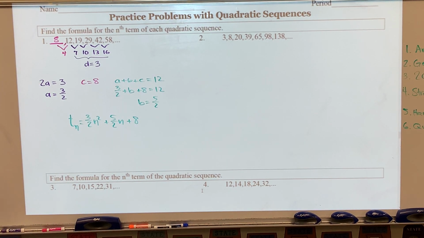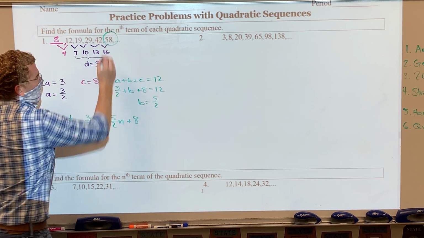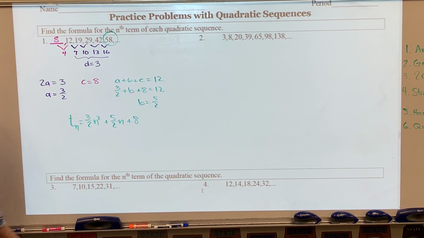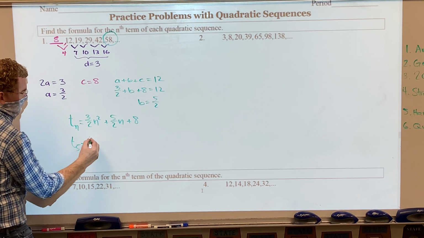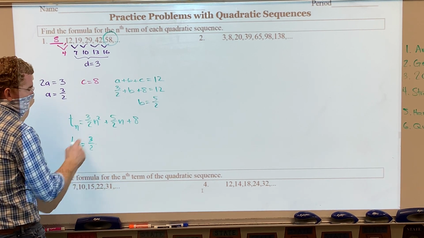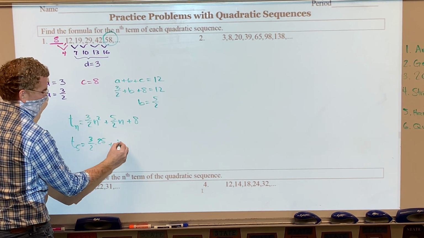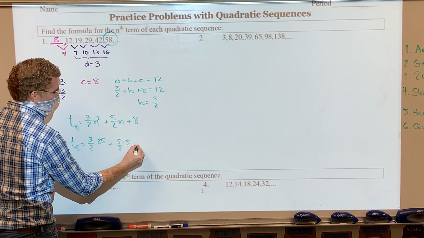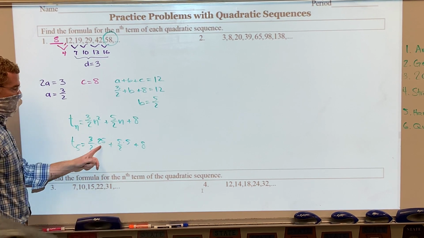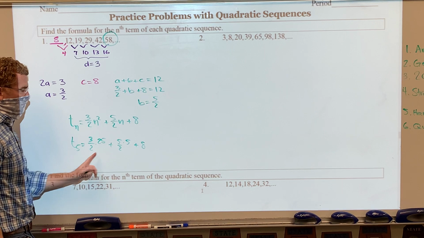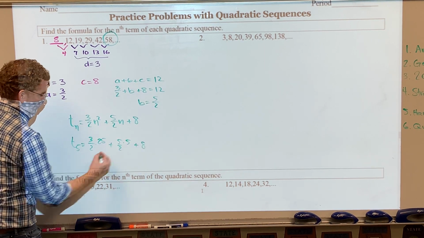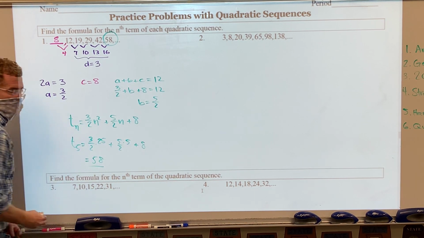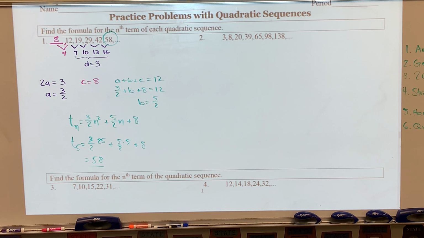And if you don't believe me, let's check. Shouldn't the 5th term be 58 here? So T of 5, if I plug that in there, it gives me 3 halves, 5 squared, plus 5 halves, 5, plus 8. 75 plus 25 halves is 100 halves, which is 50. 50 plus 8 is 58. So it checks out.